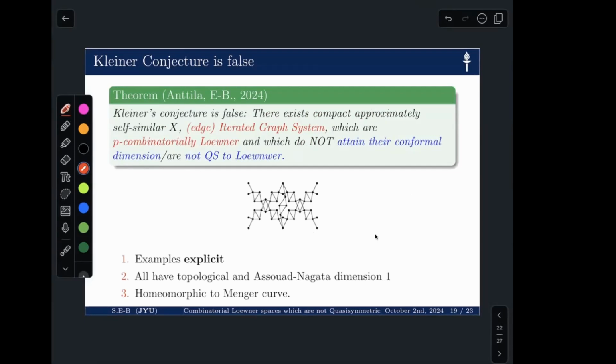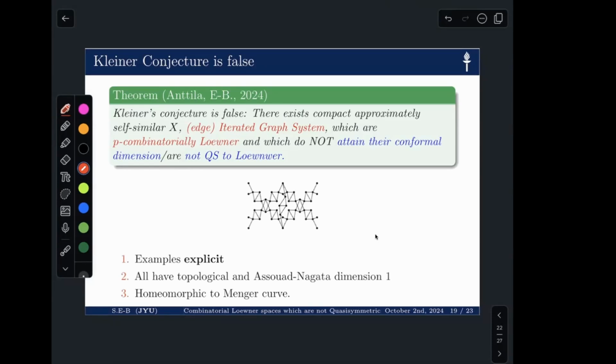So here's one picture that will be explained more in the second talk. These are explicit. These have topological dimension 1, and they're homeomorphic to the Menger curve. And if you want to know why these are examples or what's going on, you'll have to stick around for the second half of the talk. But this conjecture, or this question as stated, is not true.